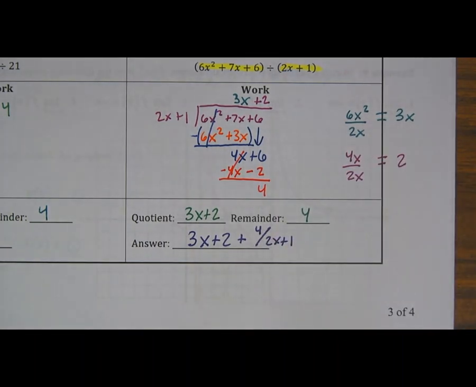Remainders are messy and ugly, and here's the great news. For slant asymptotes, you get to completely ignore the remainder. Don't even worry about it. Turn the page and I'll show you what I mean.